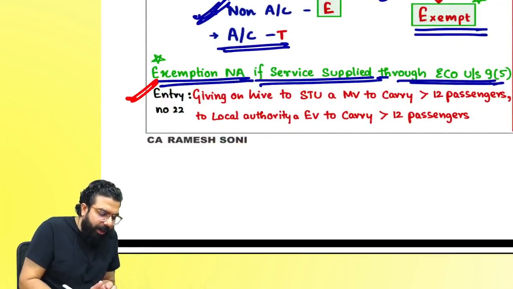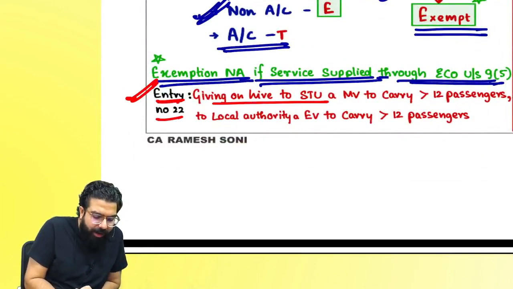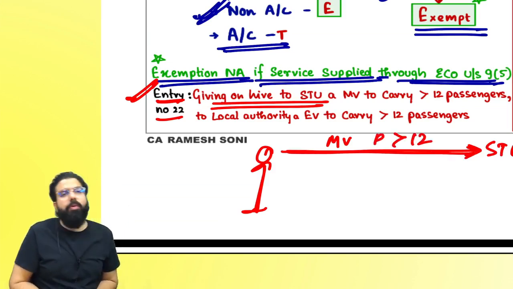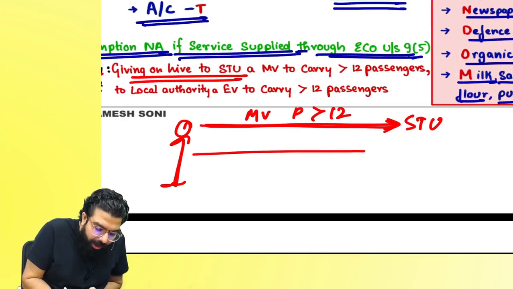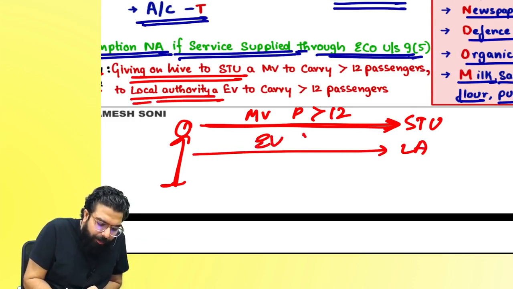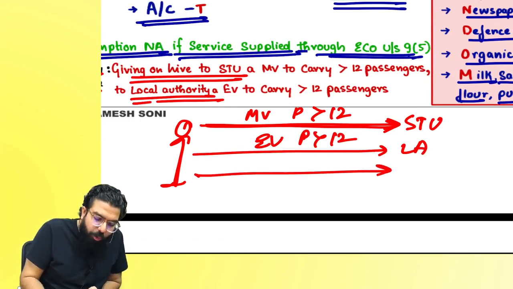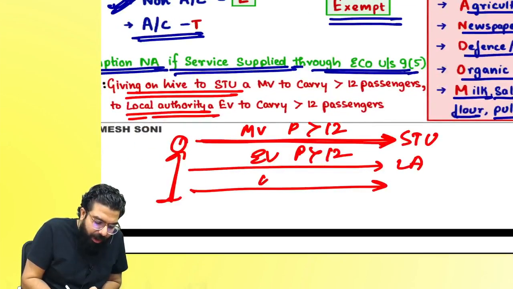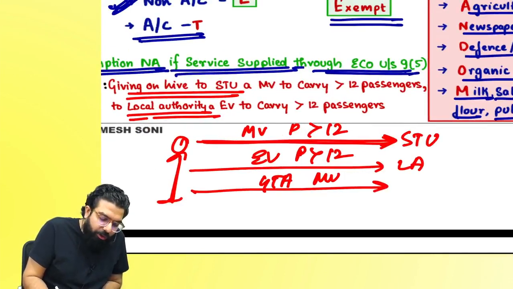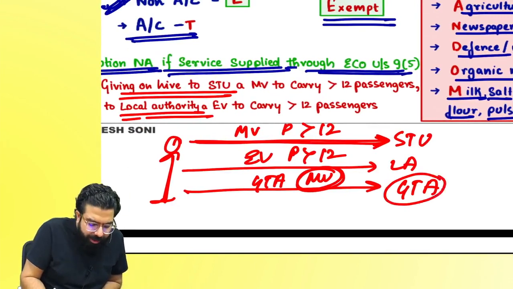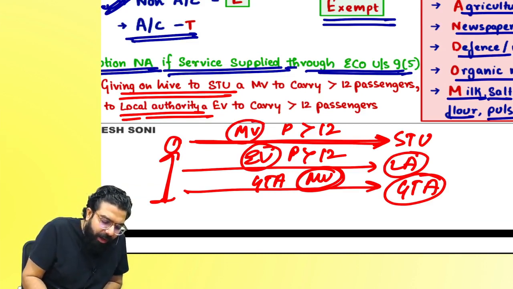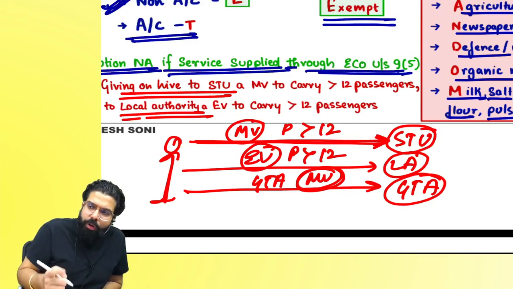Now, if you come down, I have written entry number 22. Entry number 22 says giving on hire to a state transport undertaking. If one person gives a motor vehicle to a state transport undertaking to transport passengers greater than 12, then it will be exempted from GST. If I give to a local authority an electric vehicle to carry passengers greater than 12, that will also be exempted. If I am renting out a motor vehicle for transportation of goods to a GTA, basically a truck, then also it will be exempted. Electric vehicle for passengers greater than 12 to a local authority, exempted. Motor vehicle for passengers greater than 12 to a state transport undertaking, also exempted.